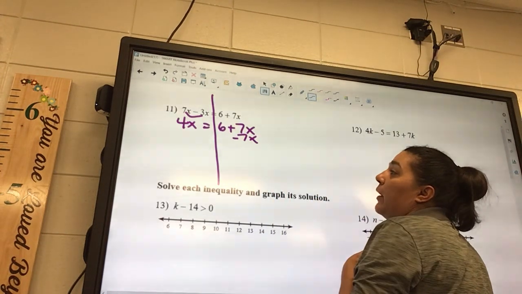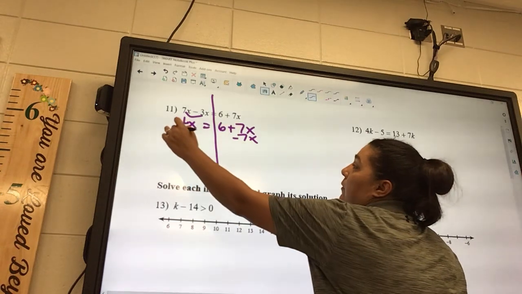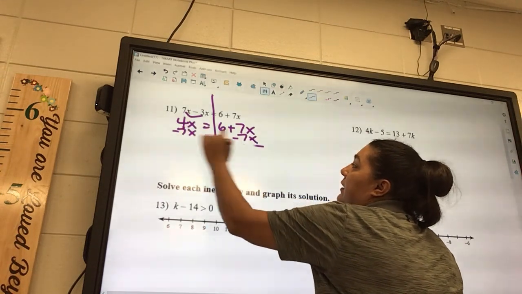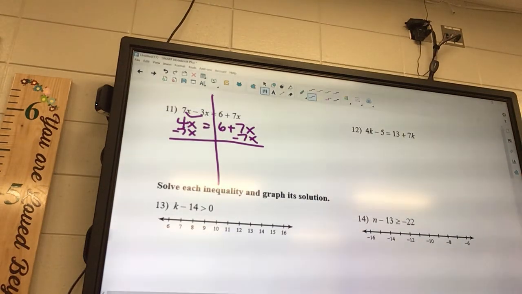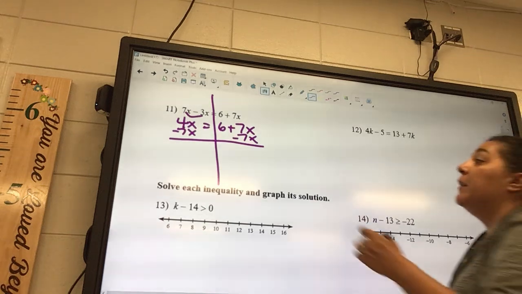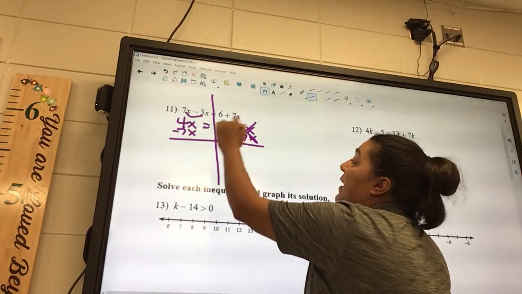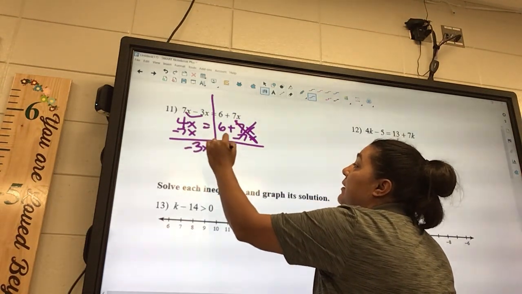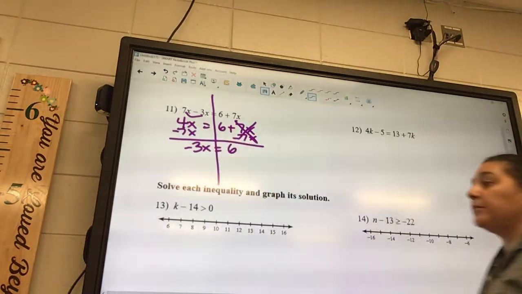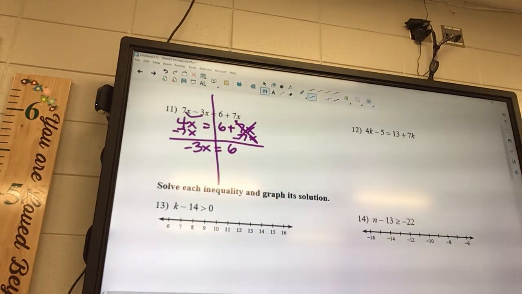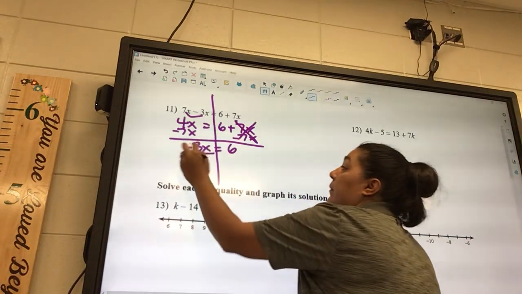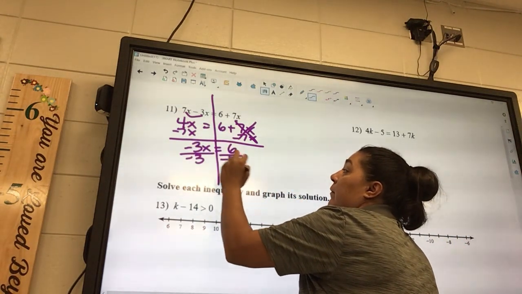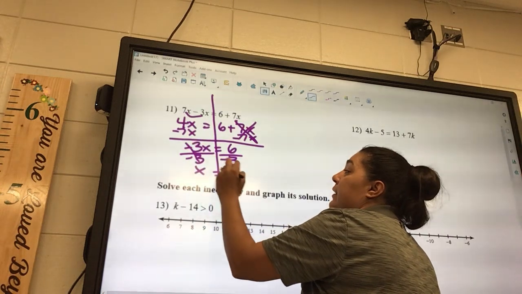We're gonna put them under what? Under the 4. Why does the 6 not have anything underneath it? There's nothing to put up with it. So the 7s are gonna cancel. 4 minus 7 is gonna be negative 3x equals 6. And then what? Divide by negative 3. So we're gonna get x equals negative 2.